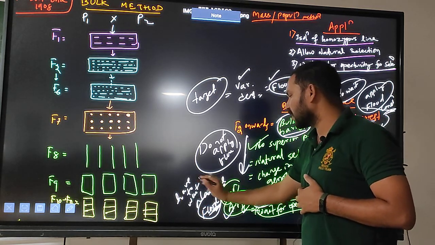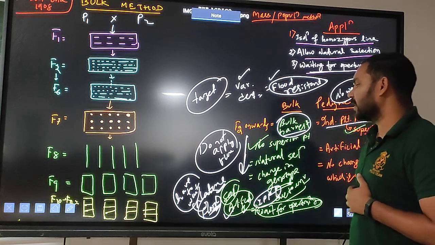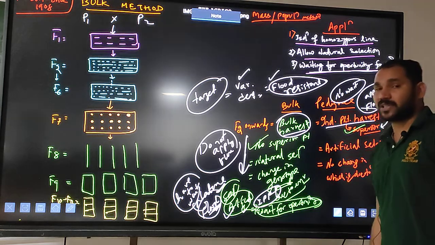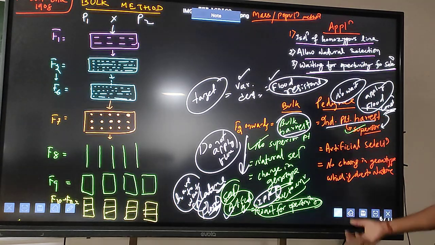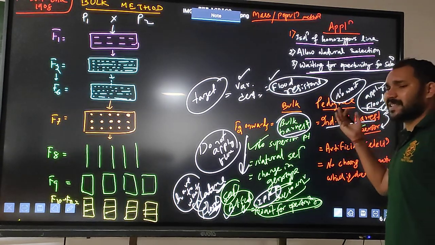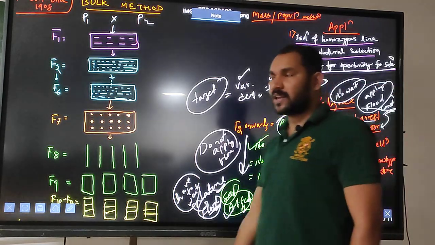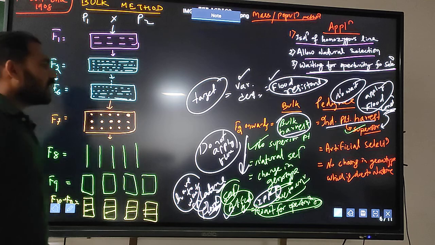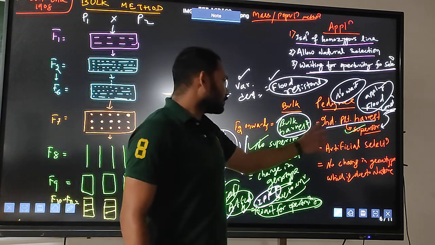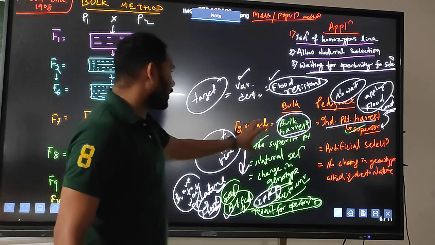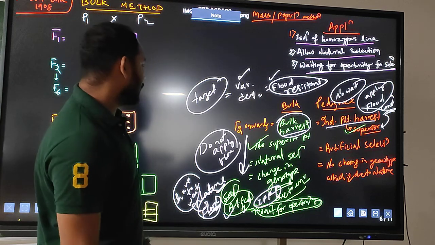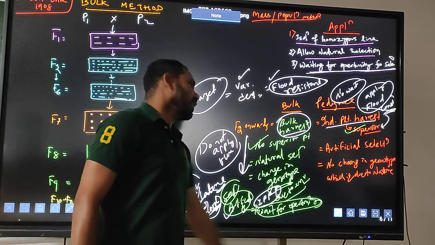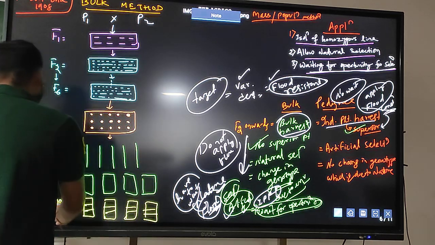Here we have to wait for that natural calamity, and then we will go for the artificial selection. Here there is no waiting. Just apply the flood condition, then select the superior plants in case of the pedigree method. So this is the basic difference between bulk method and pedigree method. In the bulk method we go for natural selection, but here artificial selection is there. So this is the basic thing.